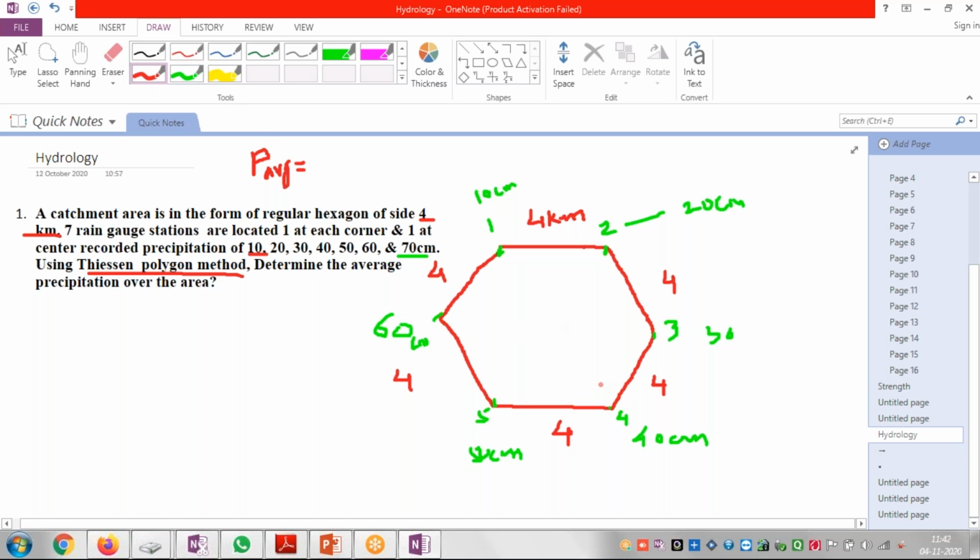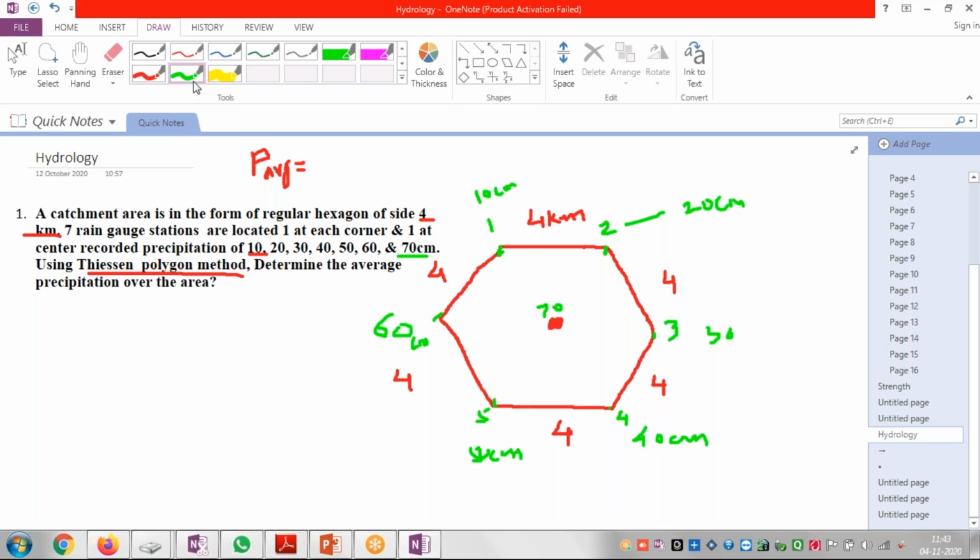And that 70 centimeter rain gauge is situated exactly at the center. So that rainfall is 70 centimeter, right? Now, once it is clear, we have to find the average rainfall. So here we have to use the Thiessen polygon method.